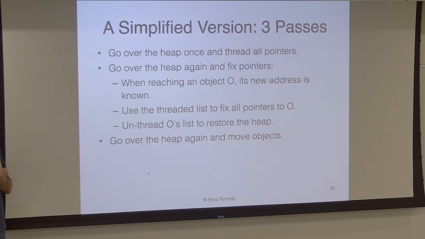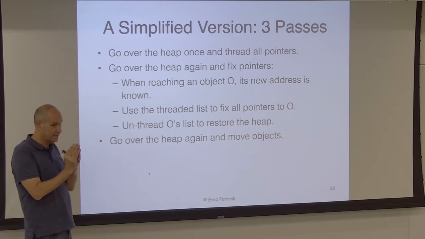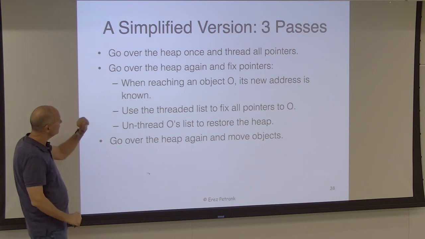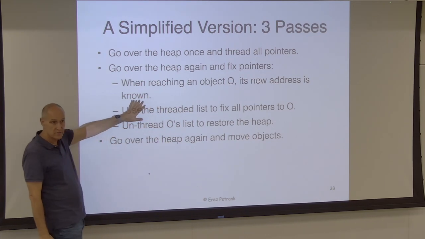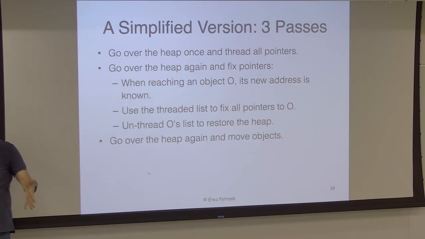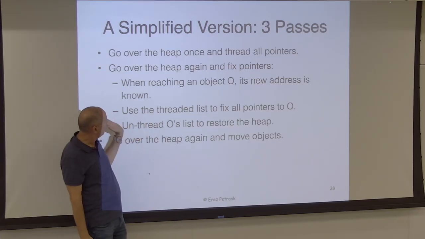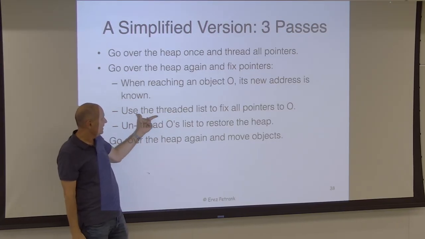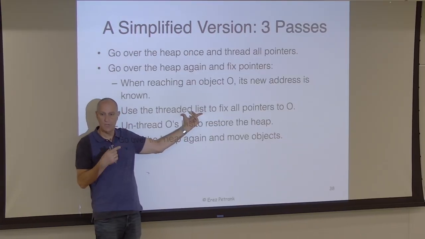So let's start with the simplified versions. Okay, I'm going to have 3 passes. This is going to be simpler, and then I'll move into 2 passes. So with 3 passes, I go over the heap once and I thread all the pointers. So now all the objects have a linked list of all pointers that reference them. Now I go over the heap again, second pass, and I use these lists to fix all pointers to the object.